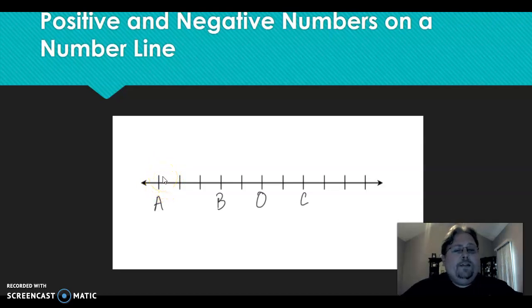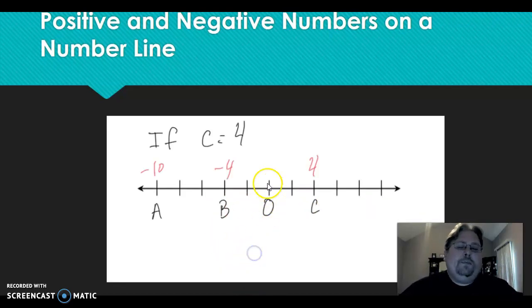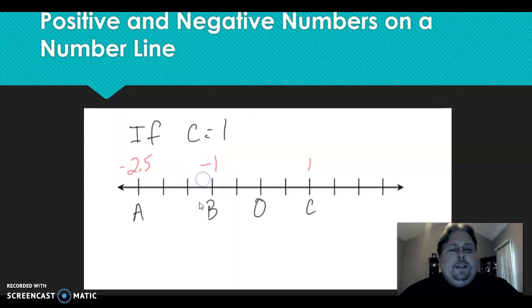You're going to have an activity where you're going to have to figure out what the value of each of the points on the number line is when you're given one of the values. So if we look at this one, instead of C being 2, we say C is 4. So we are going to be counting by 2s. So 2, 4. And then you go to the left, negative 2, negative 4. So B would be negative 4. And then you keep counting by 2s. So negative 6.